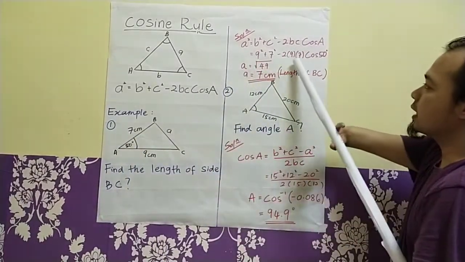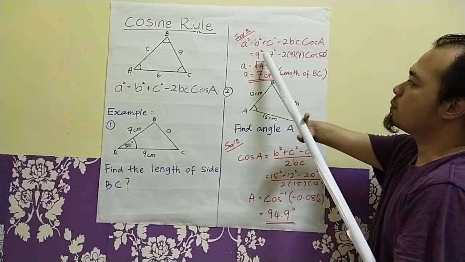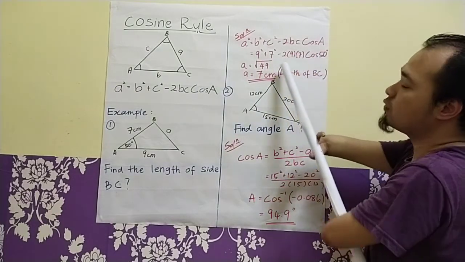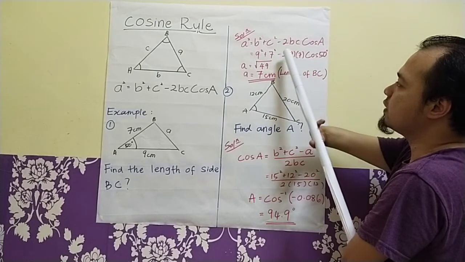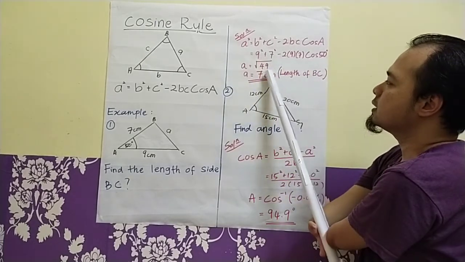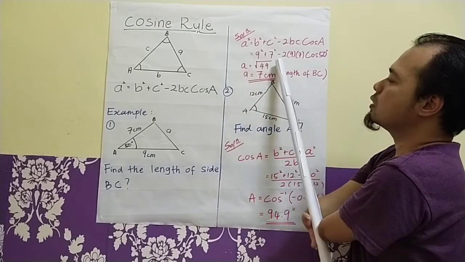Okay, so you press your calculator: 9 square plus 7 square minus 2 multiplied by 9, 7 cosine 50. Don't forget, be careful, we have the negative and the bracket. If you look over here, suddenly it becomes square root of 49.